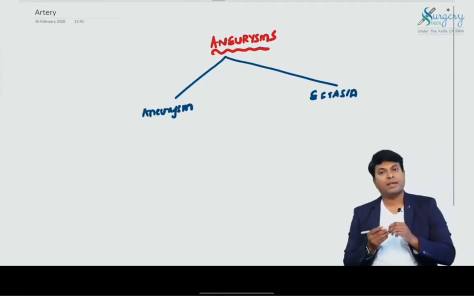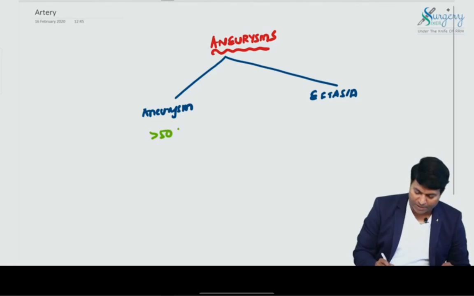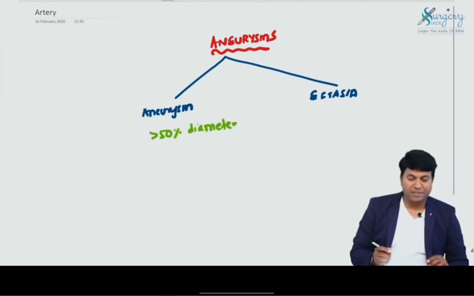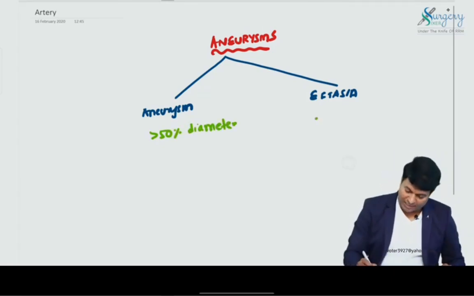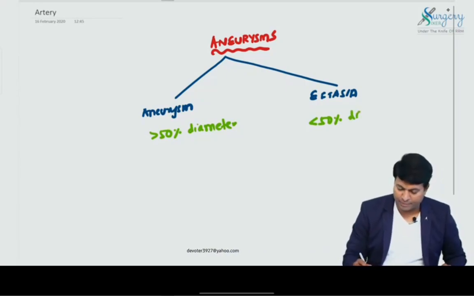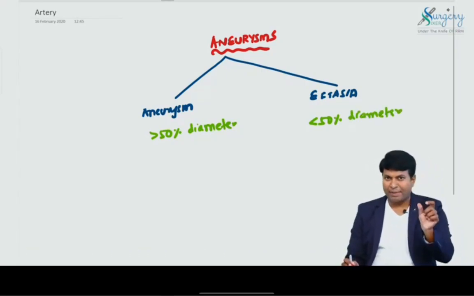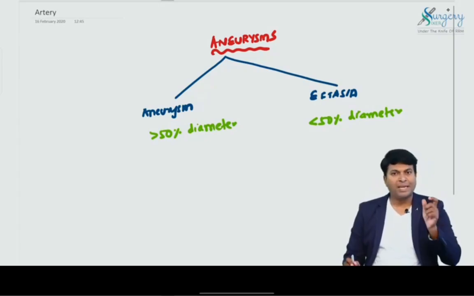Aneurysm is when the blood vessel is dilated more than 50% of its diameter. If it is less than 50% dilated, it is ectasia. For example, if the normal diameter of the blood vessel is 1 centimeter, if it is more than 1.5 centimeter, it is an aneurysm. If it is less than 1.5 centimeter, it is ectasia.